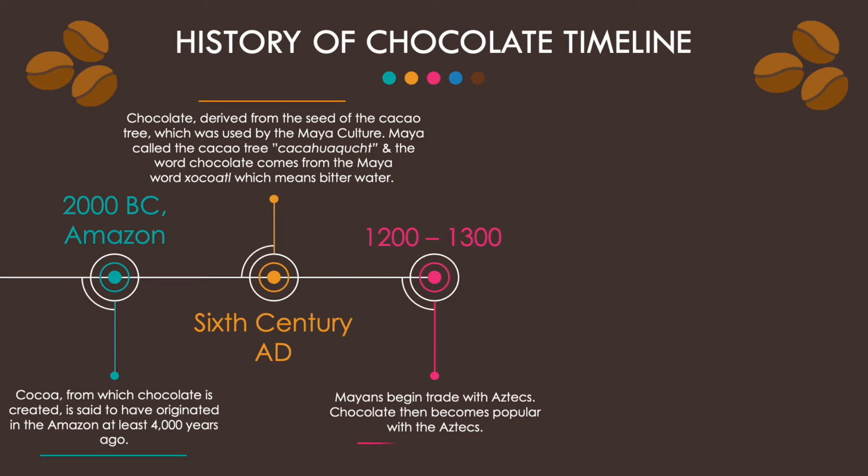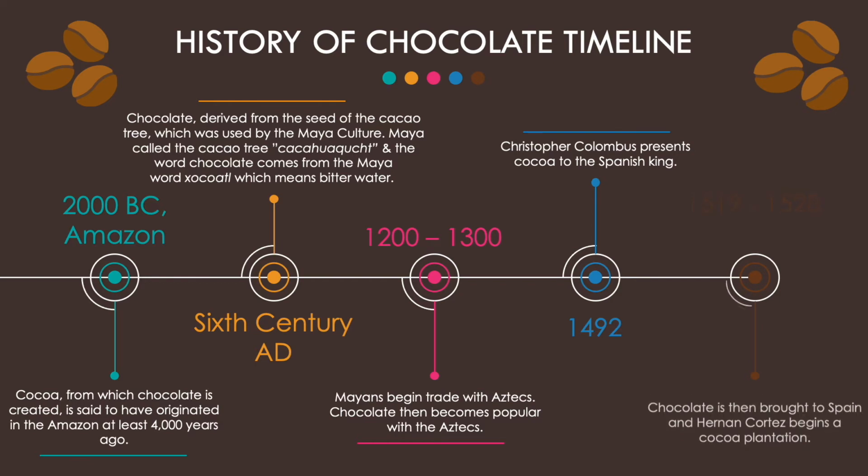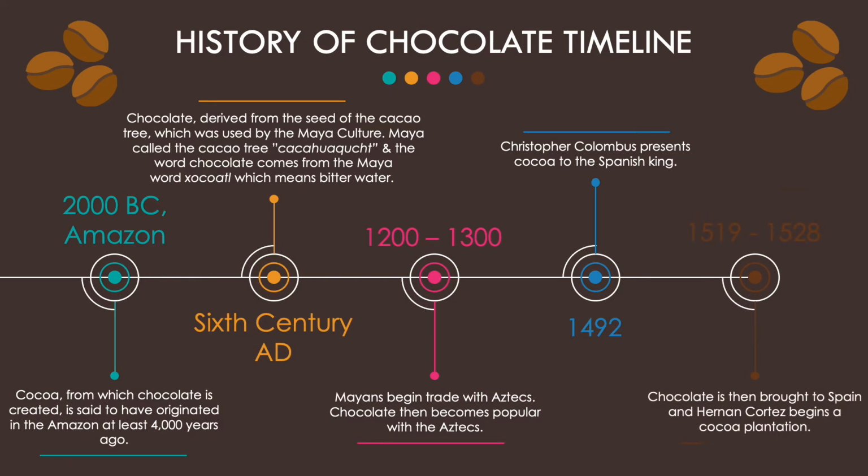1200 to 1300. Mayans begin trade with Aztecs. Chocolate then becomes popular with the Aztecs. 1492. Christopher Columbus presents cocoa to the Spanish king. 1519 to 1528. Chocolate is then brought to Spain, and Hernán Cortés begins a cocoa plantation.